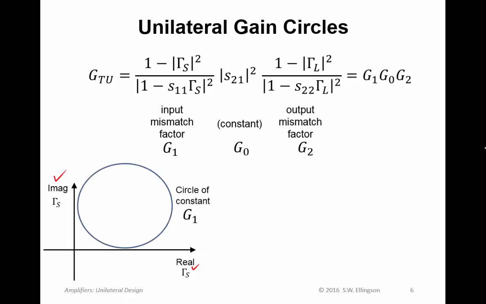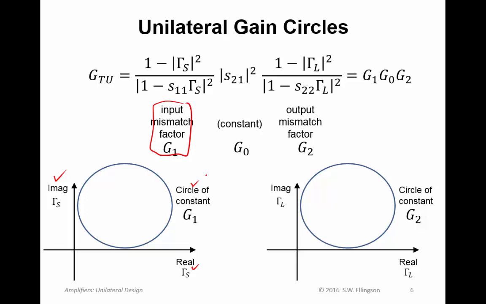And it turns out that the locus of points that have constant input mismatch factor, or constant G1, is a circle. So once again, we find that the locus of all possible values of something in this domain is a circle. Similarly, the locus of possible reflection coefficients for the load, which yield constant G2, is also a circle. And as you might now anticipate, we can figure out what the centers of these circles are. We're going to call them C1 and C2 respectively, and the radii of these circles, R1 and R2 respectively.